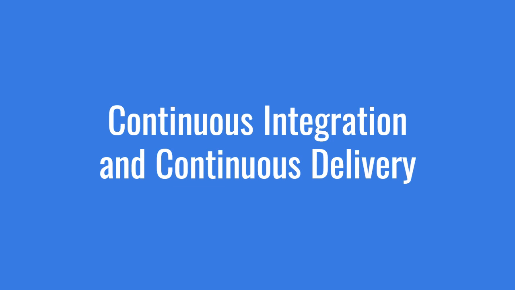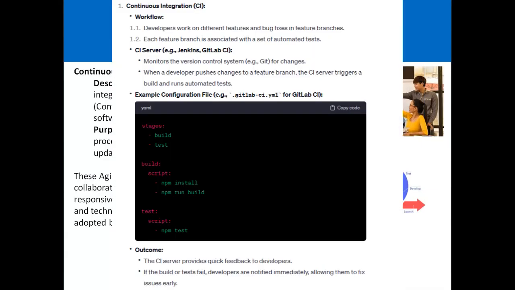Basically, it involves automating the process of integrating code changes into a shared repository, that is continuous integration, and automatically delivering software to production, that is continuous delivery. So it promotes a consistent and reliable release process, allowing teams to deliver new features and updates quickly and efficiently.